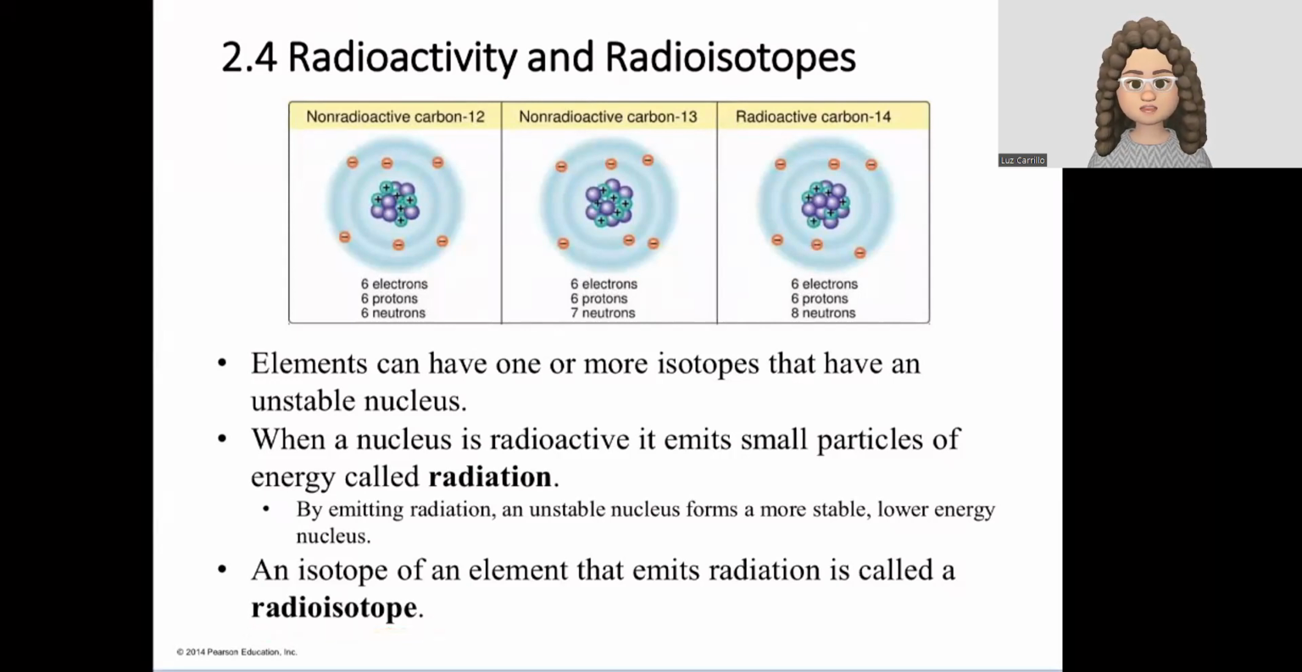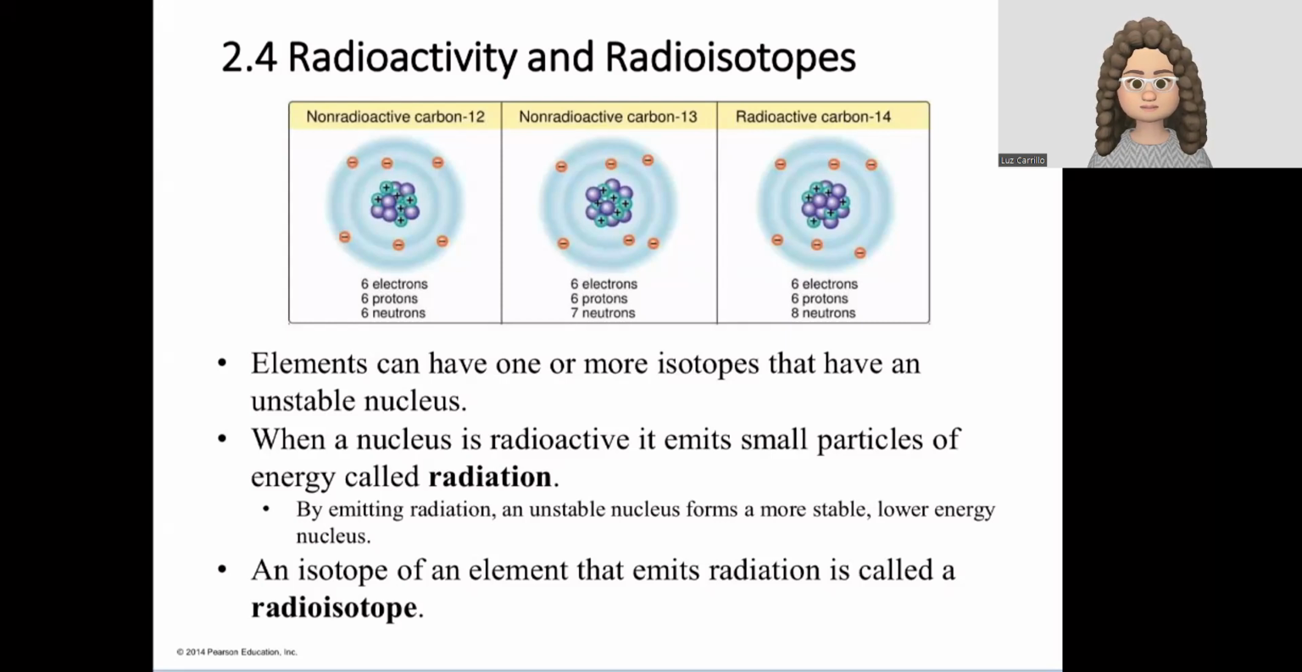As an example here, we have different isotopes for the element carbon. We have carbon-12, carbon-13, carbon-14. So even though carbon has different isotopes, only carbon-14 is radioactive. And understand that this is true of many elements. Even though there are different isotopes, they can have one or more isotopes that have an unstable nucleus.